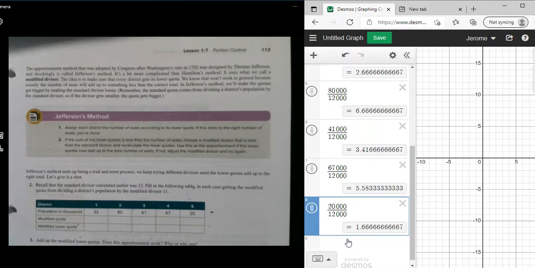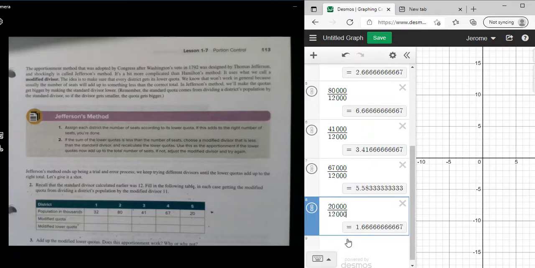Now, the apportionment method that was adopted by Congress after Washington's veto in 1792 was designed by Thomas Jefferson, and it's called Jefferson's method. It's a bit more complicated than Hamilton's method. It uses what we call a modified divisor. The idea is to make sure that every district gets its lower quota. We know that won't work in general because usually the number of seats will add up to something less than the correct total. And Jefferson's method will make the quotas get bigger by making the standard divisor lower.